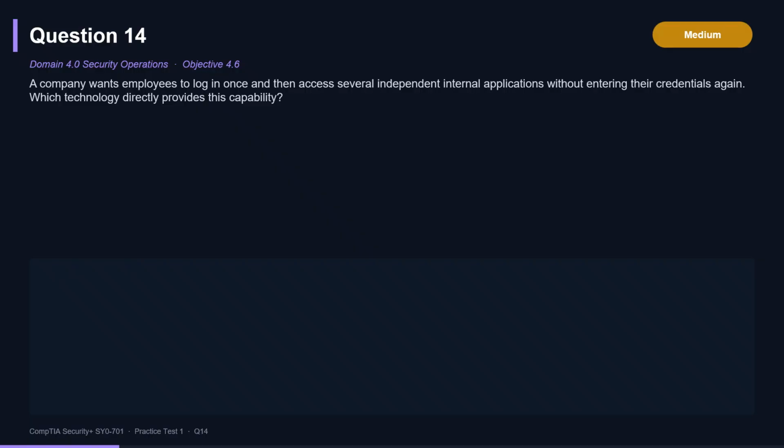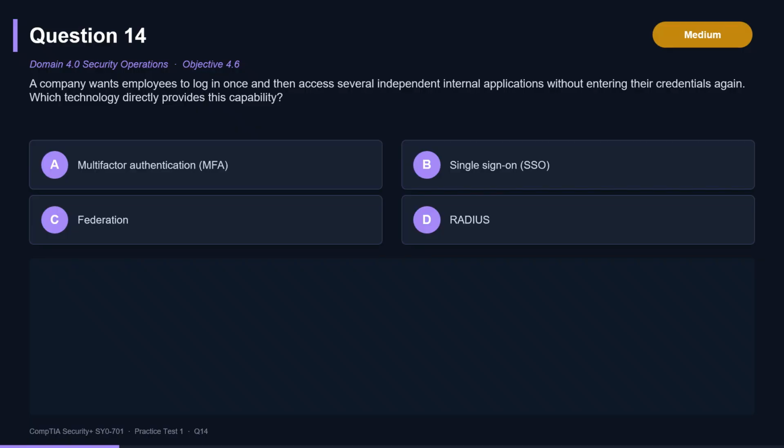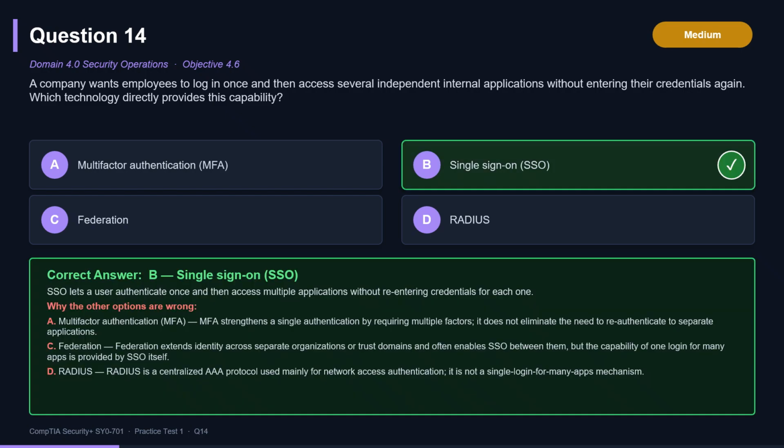Question 14. A company wants employees to log in once and then access several independent internal applications without entering their credentials again. Which technology directly provides this capability? The correct answer is B, single sign-on. SSO lets a user authenticate once and then access multiple applications without re-entering credentials for each one. Now, why the other options are wrong?